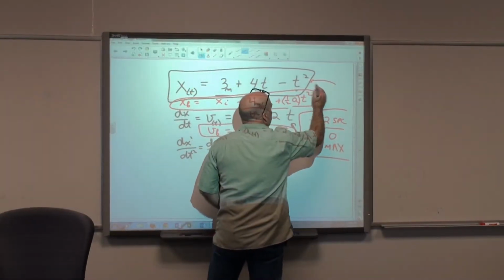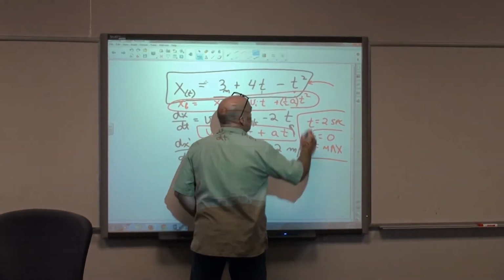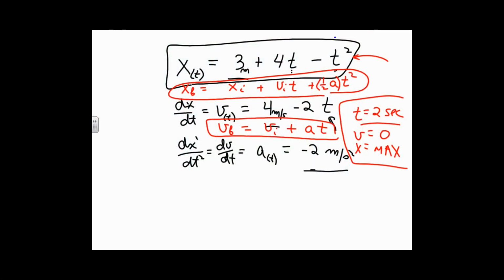Now go back to the original equation and stick in 2 seconds over here and 2 seconds over here, and you get 3 plus 8, that's 11, minus 4. What's 11 minus 4? Okay? 11 minus 4 is 7 meters, right? So what's the maximum distance away?